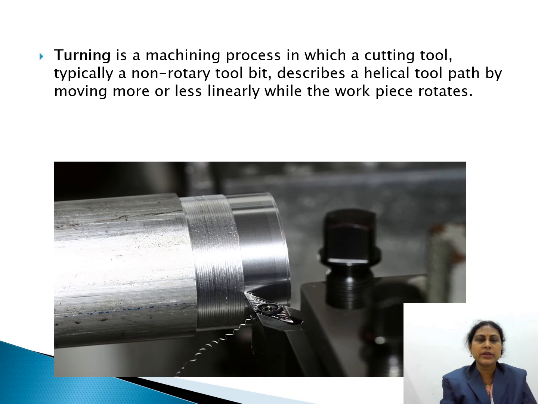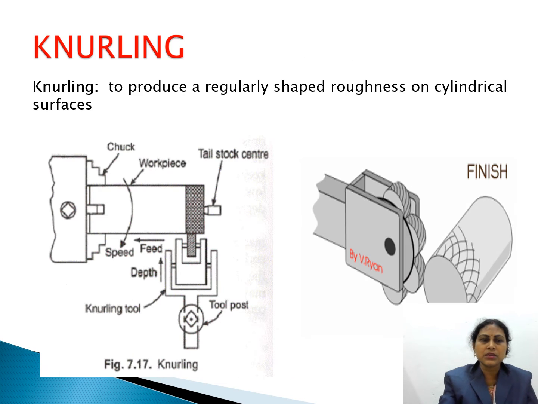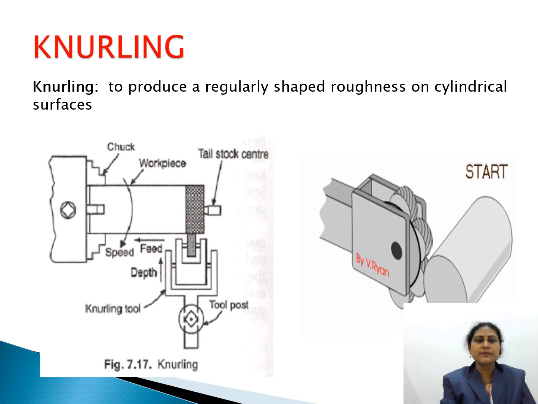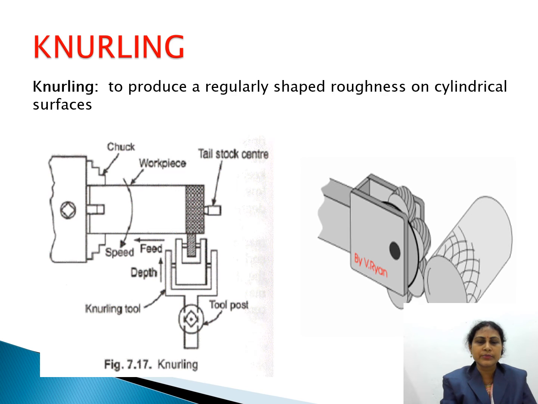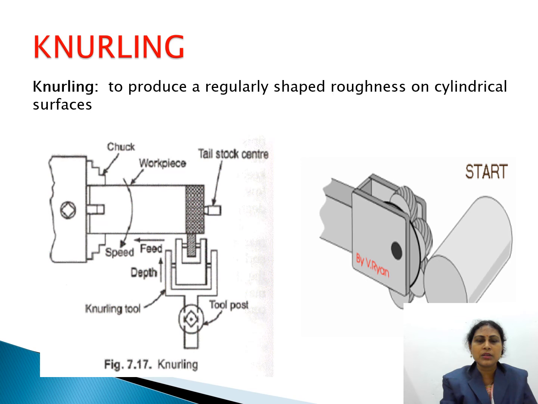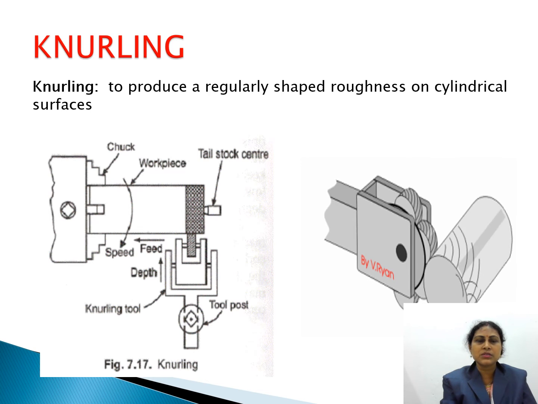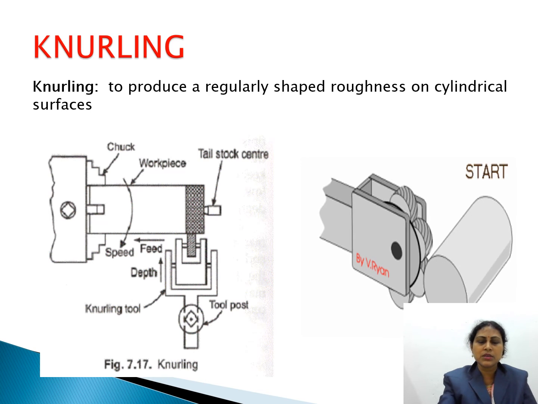Turning is one of the machining processes in which the cutting tool, typically a non-rotary tool bit, describes a helical tool path by moving more or less linearly while the workpiece is rotated. That is called turning. Then knurling produces a regular shape, like this figure, roughly on the cylindrical surface. It is called a knurl.